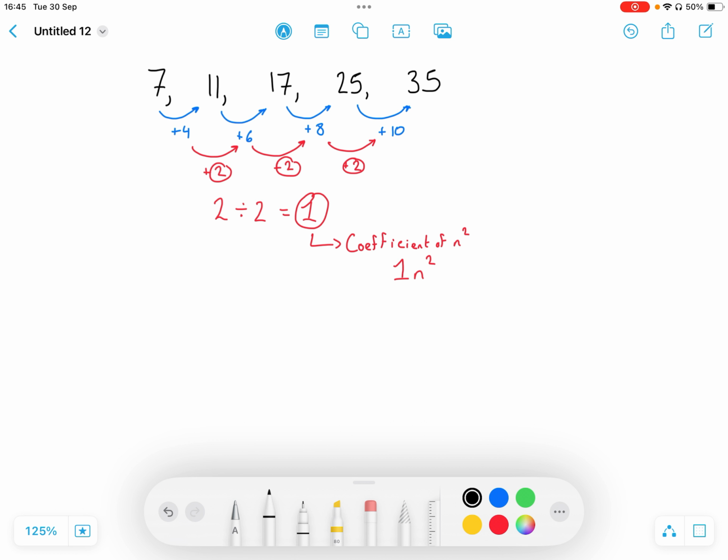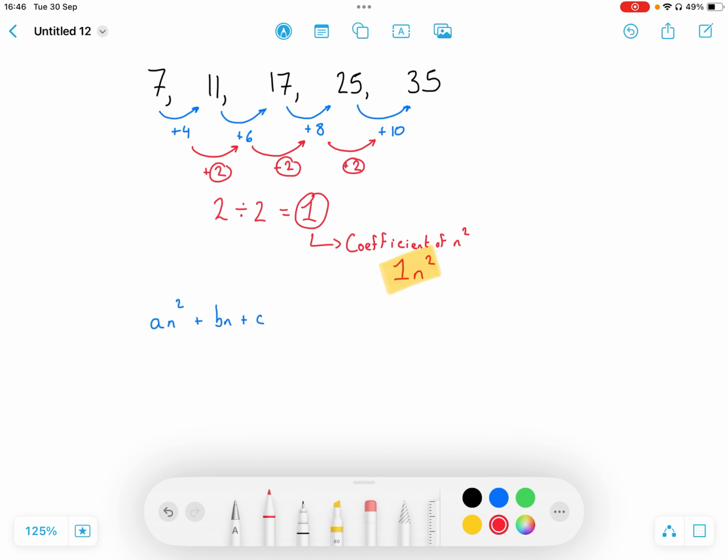Well, we know that our quadratic nth term is going to look something like this. It's going to look like something n squared, let's say an squared, plus something n, let's say bn, plus something c. Well, I have just worked out that my a is 1, right? I've just worked out that my coefficient of n squared is 1n squared. So I know what a is, but I need to work out bn plus c.